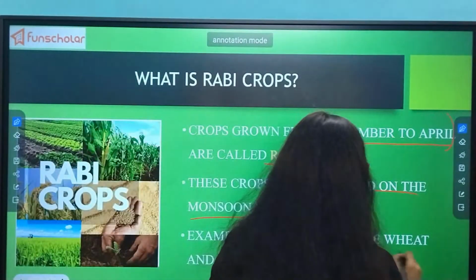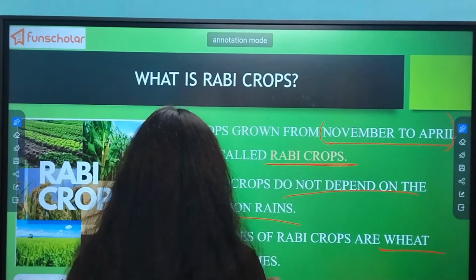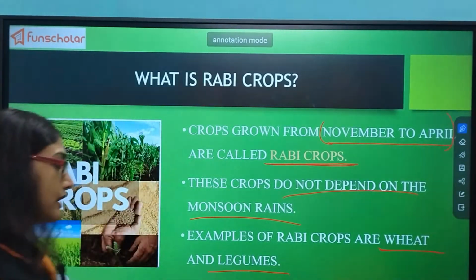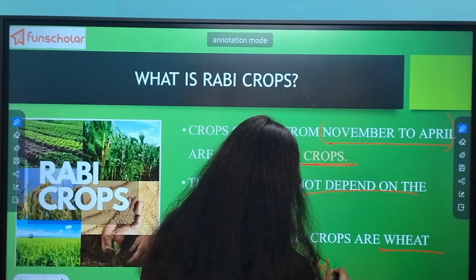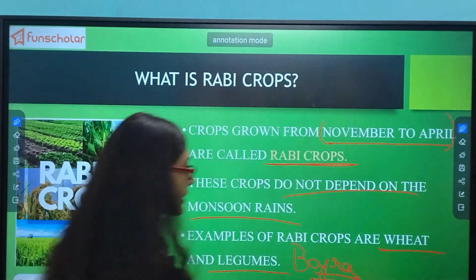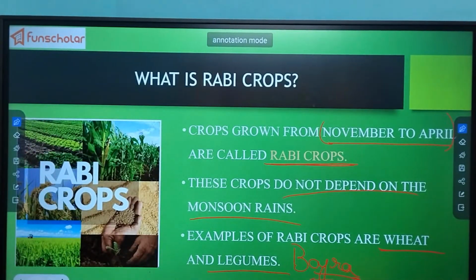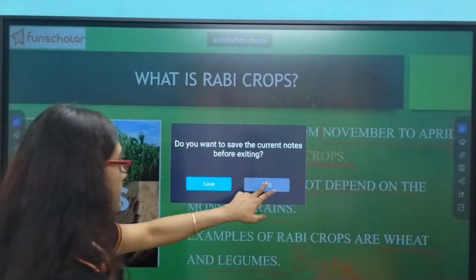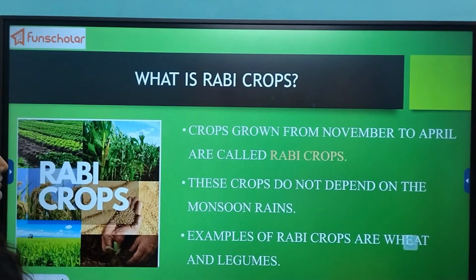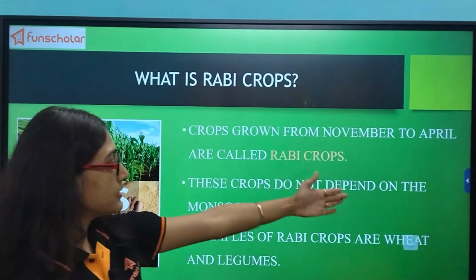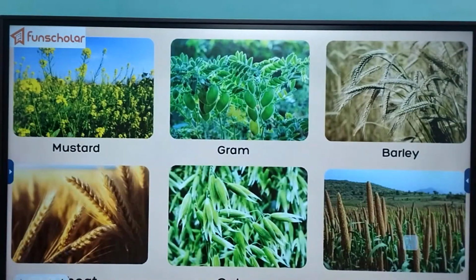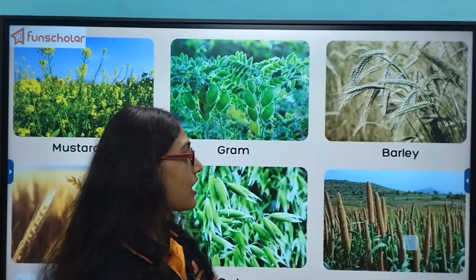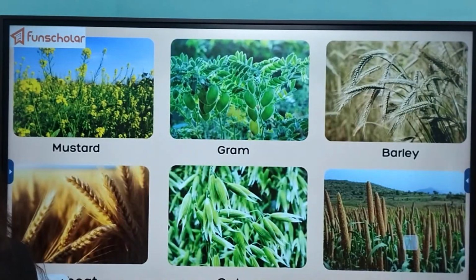Okay, very good. So what will be the examples? Example will be wheat, and legumes. Also you can write bajra. These are the few crops that grow during the winter season from November to April. From November the crops are planted and they are harvested during April. See, wheat, oats, bajra, barley, etc.